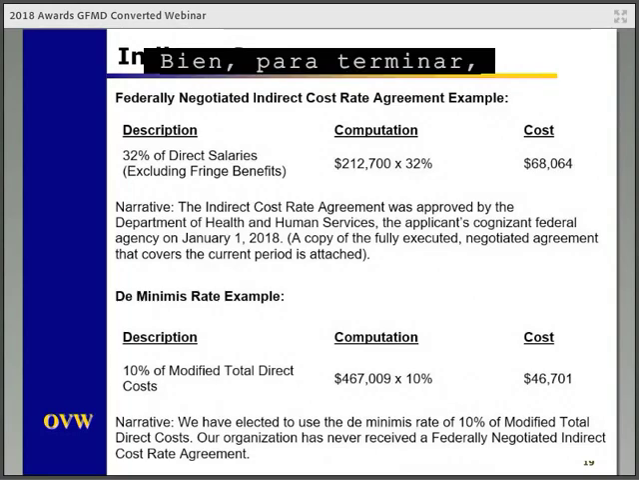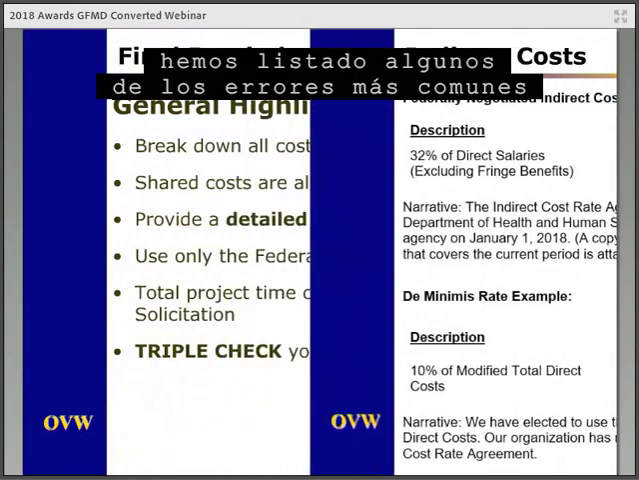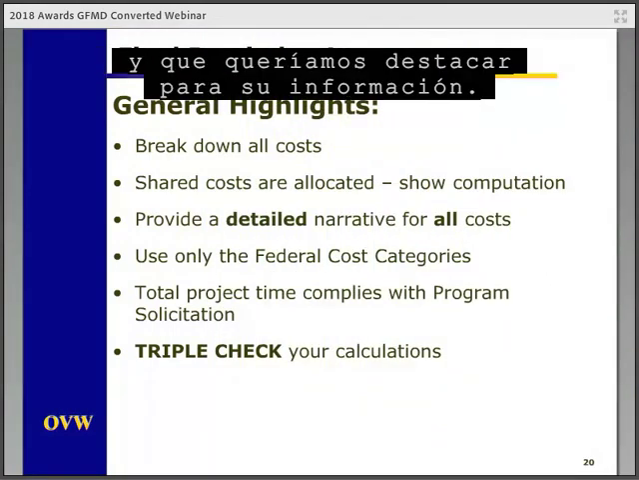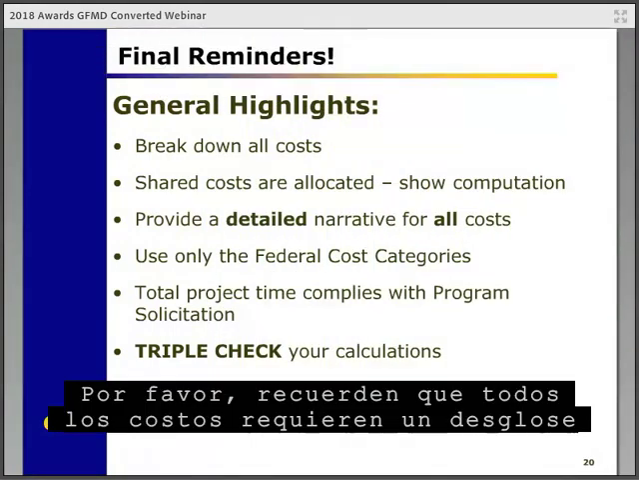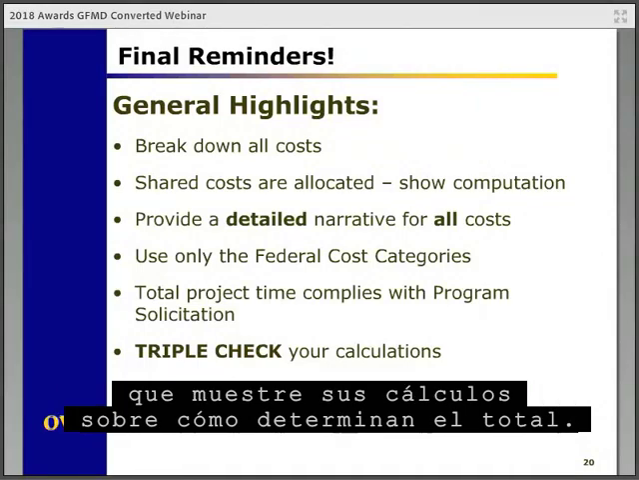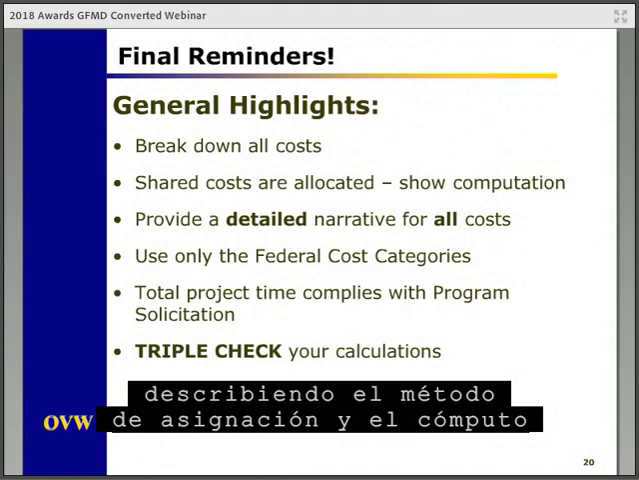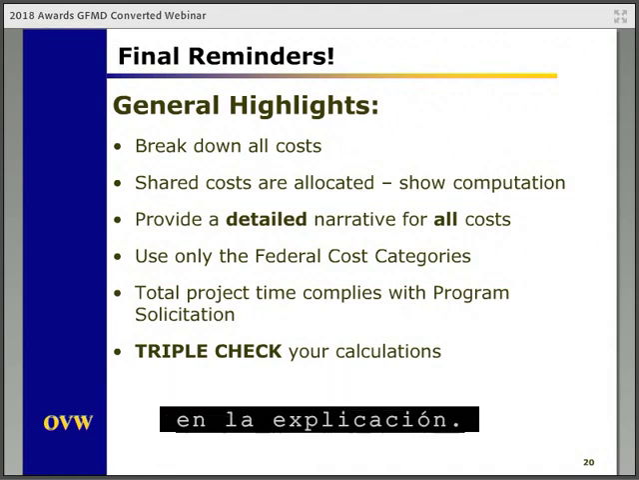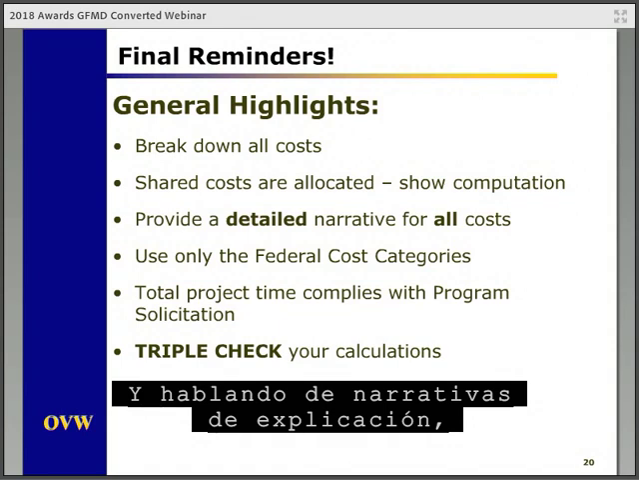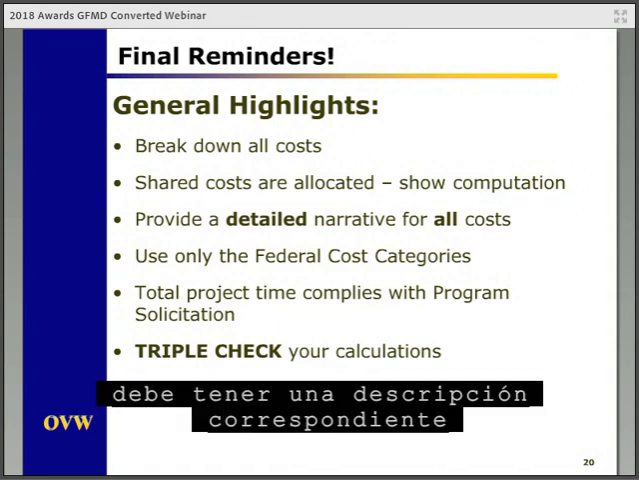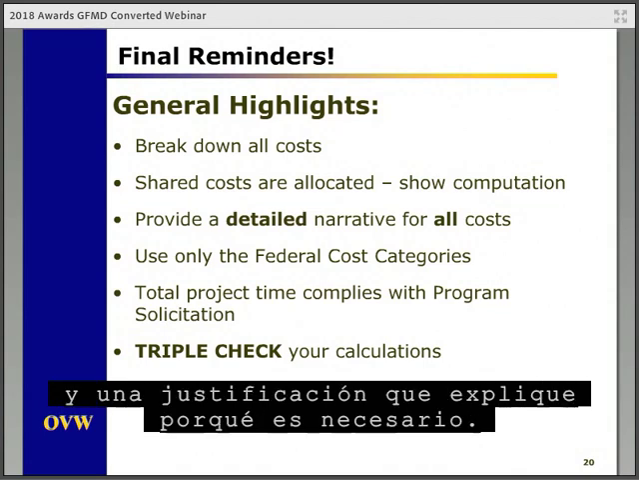So to wrap everything up, we listed out some of the most common errors we encounter that we wanted to highlight for you. So please remember, all costs require a breakdown that show the calculation for how you determine the total. All shared costs should be allocated with the allocation method and computation described in the narrative. And speaking of narrative, every cost in the budget should have a corresponding narrative description of the cost and justification of why it's necessary.